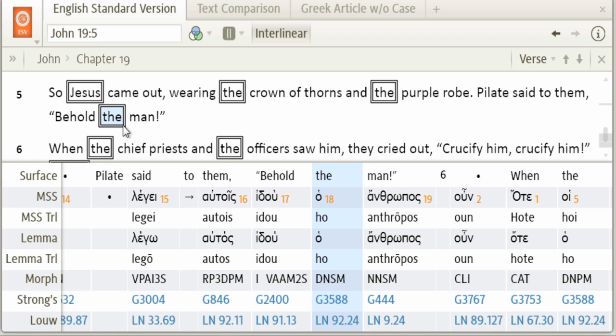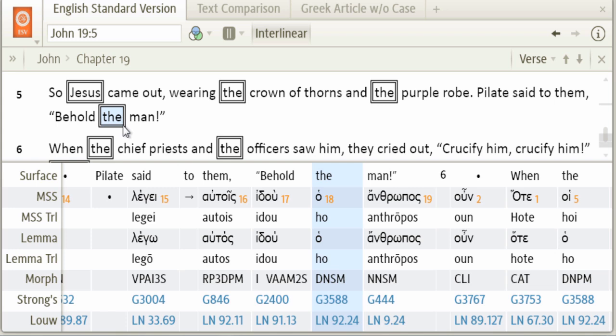So here in this verse, John 19:5, Jesus is brought out, and Pilate presents him before the chief priests and officers and says, "Behold the man." And the article here is indicating that it's not just "behold a man" or any man. It's identifying Jesus as the man the Jewish leaders brought to Pilate. Another way of saying this, it's almost as though Pilate were to say, "Behold the man," and then in parentheses, "you brought to me for judgment."